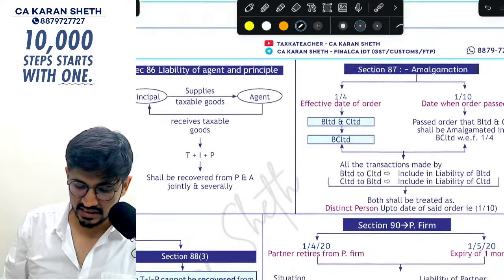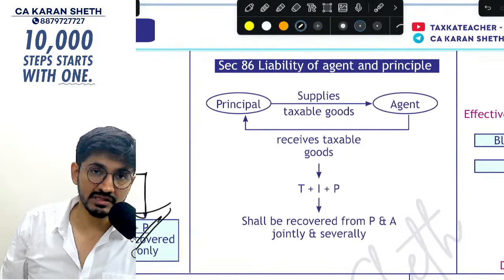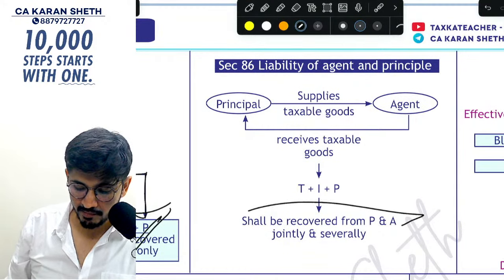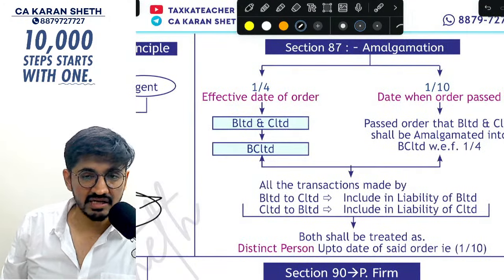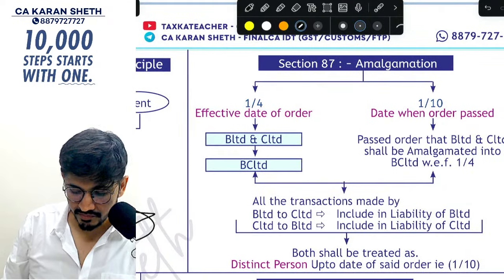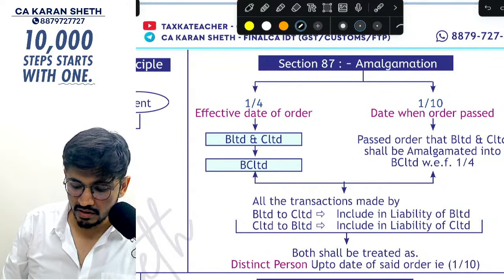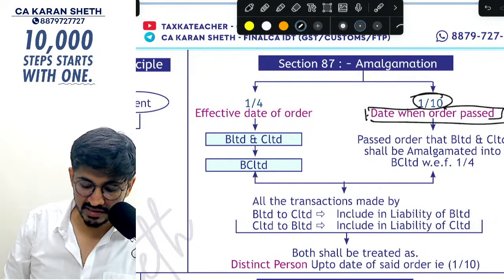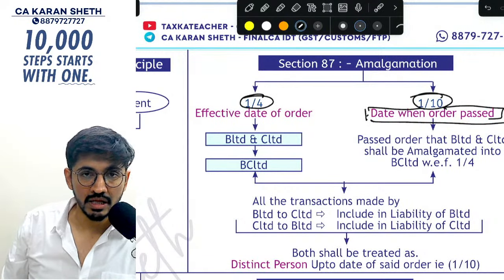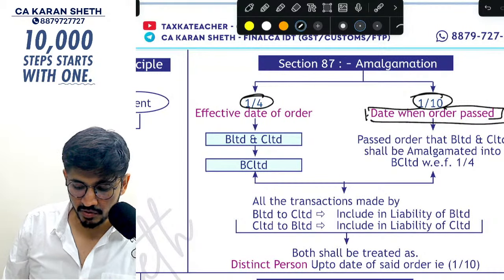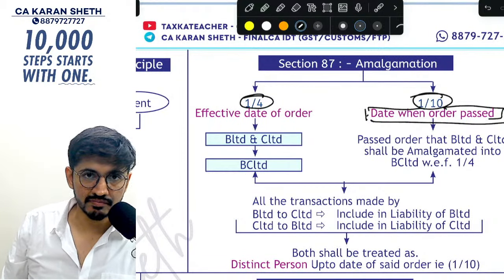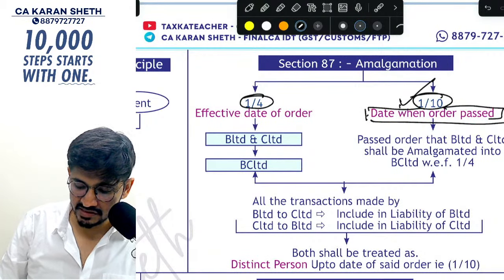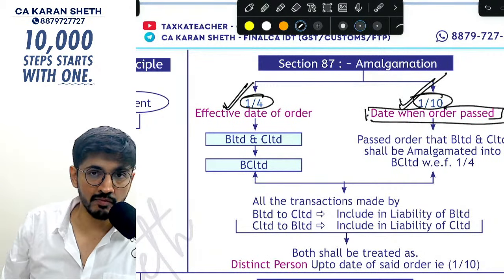Next, my dear friends, section 86. When it comes to principal and agent, understand, both are jointly and severally liable. Please remember that. Section 87, amalgamation. Now, the date when the amalgamation order is passed was 1/10, but the effective date of the order was 1/4. The question here arose that B and C have got amalgamated into BC Limited. So the order is passed here, but the effect of the order starts from 1/4.